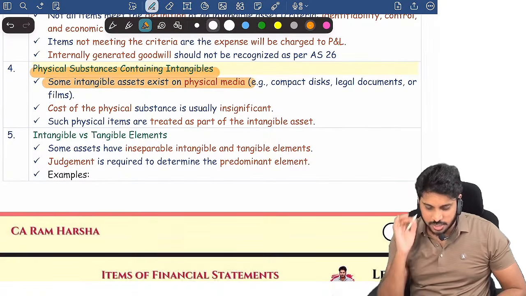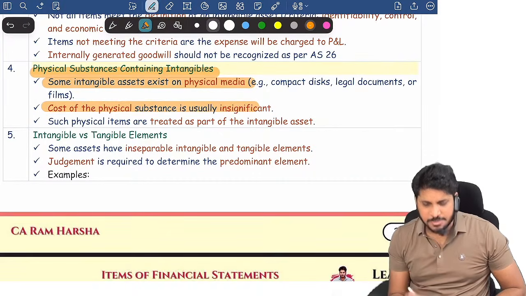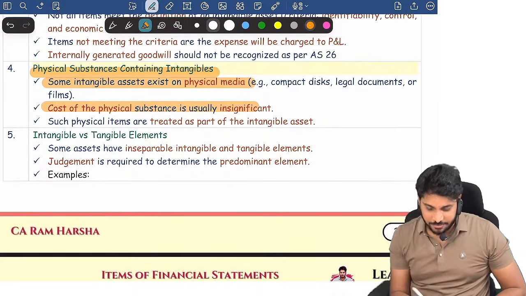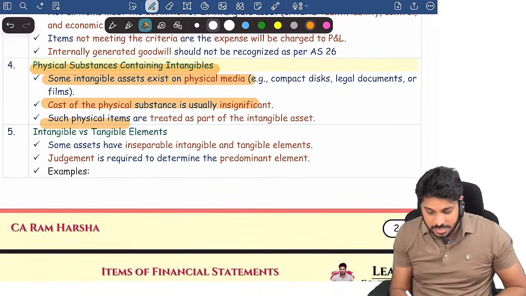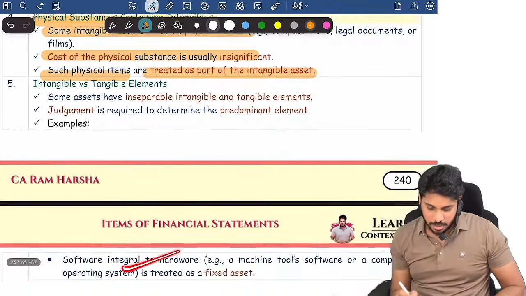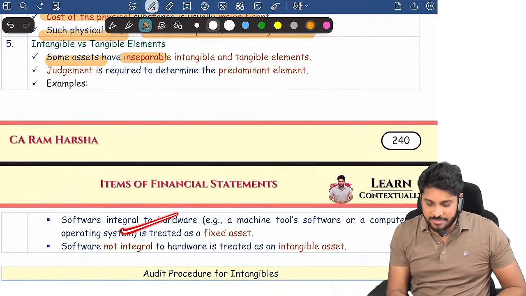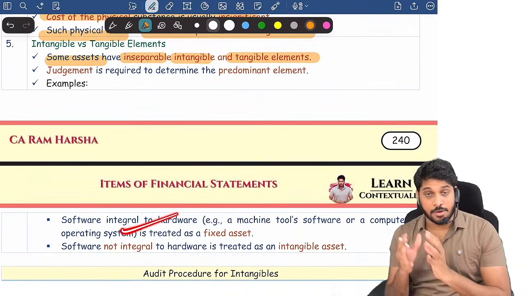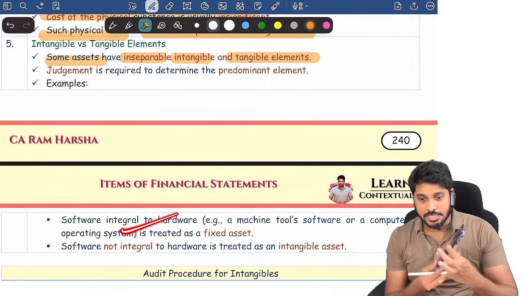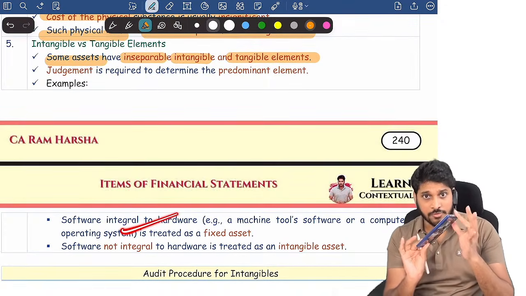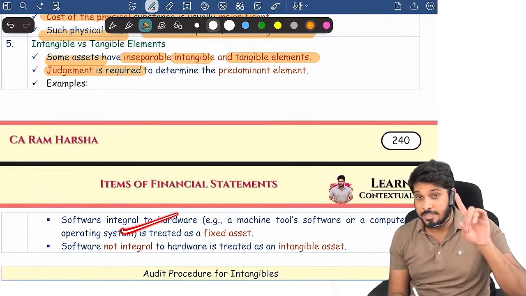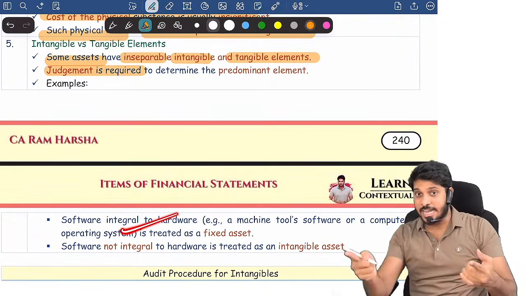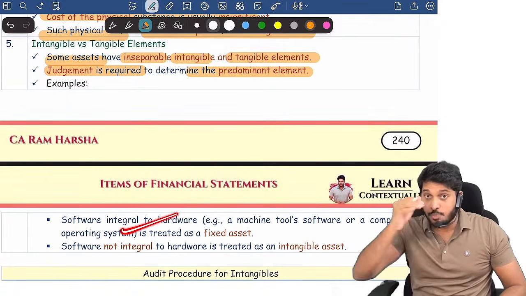Some intangible assets exist on physical media. Cost of physical substance is usually insignificant. Even though the intangible is in the form of a pen drive, we will still treat it as intangible. Some assets have inseparable intangible and tangible elements. For example, a phone is there. It's inseparable. Software is important, hardware, both are equally important. So judgment is required, whether that's a PPE or an intangible. Judgment is required as to which is the most predominant element.